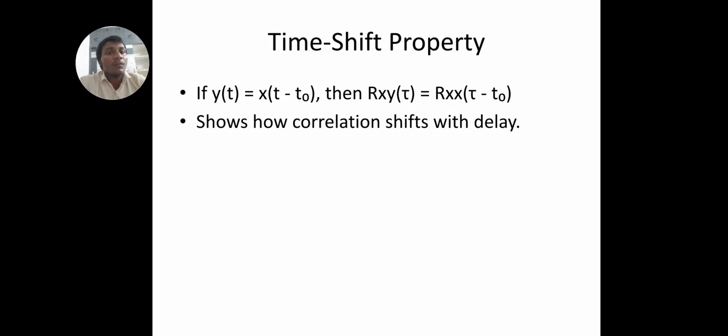Time shift. If y of t equals x of t minus tau, then Rxy of tau equals Rxx of tau minus t naught. This shows how correlation shifts with the delay. It simply tells about the time shift property, how the cross correlation is related to autocorrelation.